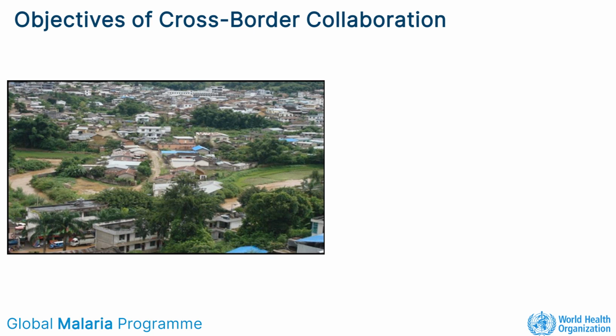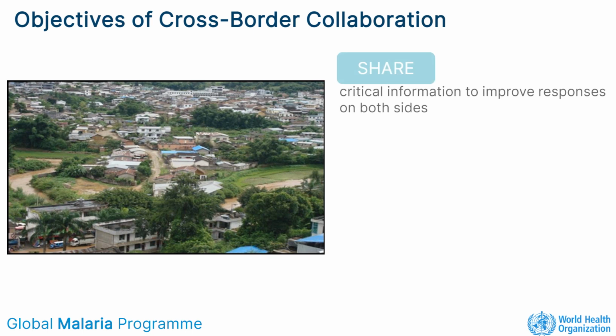Countries sharing international borders need to start cross-border collaboration as soon as possible, but it is particularly urgent after elimination, as it is a key activity to prevent reestablishment. There are three main objectives to cross-border collaboration. First, there is the need to share critical information to improve the responses on both sides of the border. This information sharing includes information not only on malaria cases, but also on implementation of interventions and other factors that could affect the malaria situation, such as internally displaced persons or natural disasters.